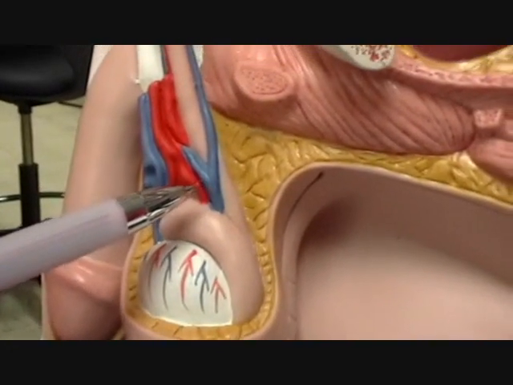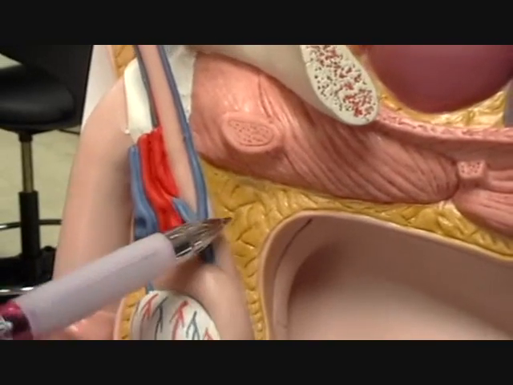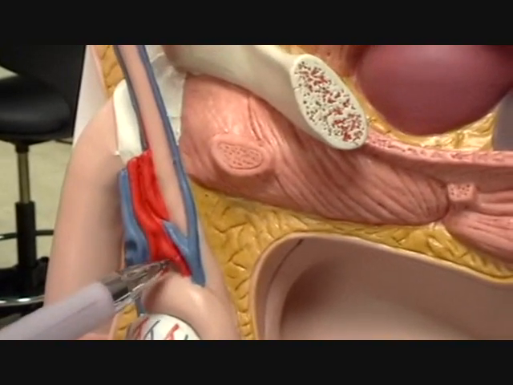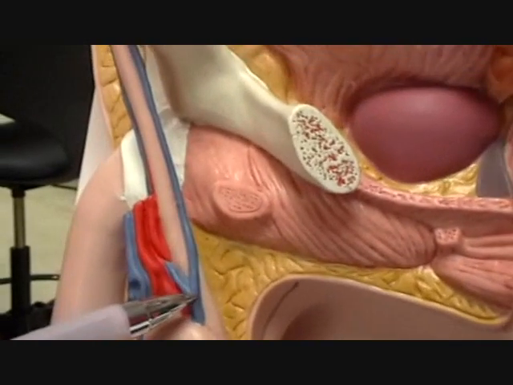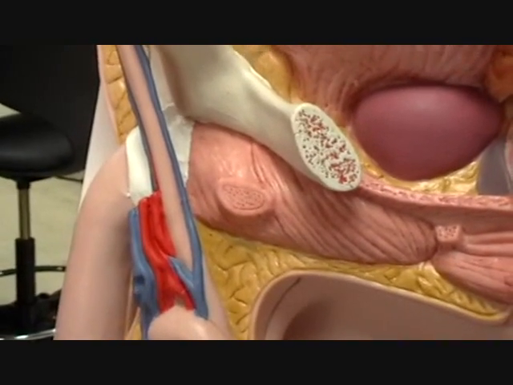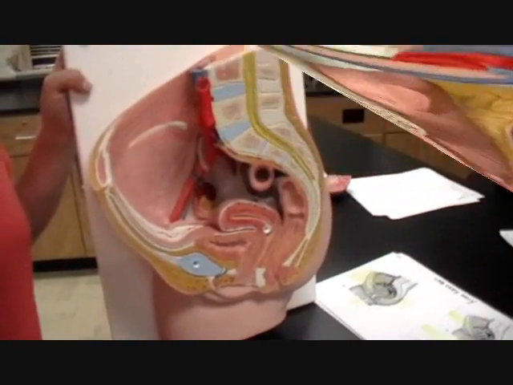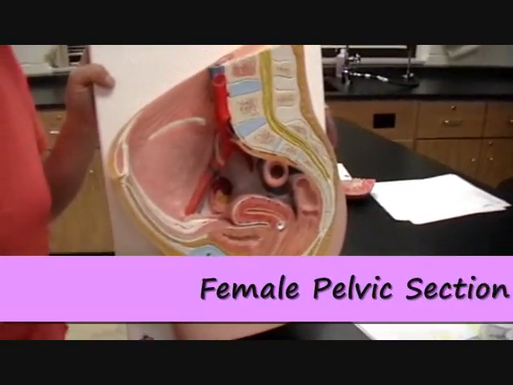The right testicular artery is here. Red. Right testicular artery and right testicular vein. That's it. Okay. This is the female anatomy.